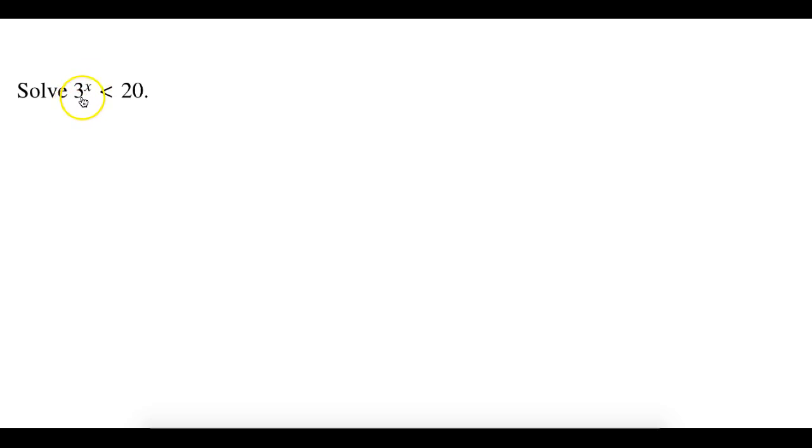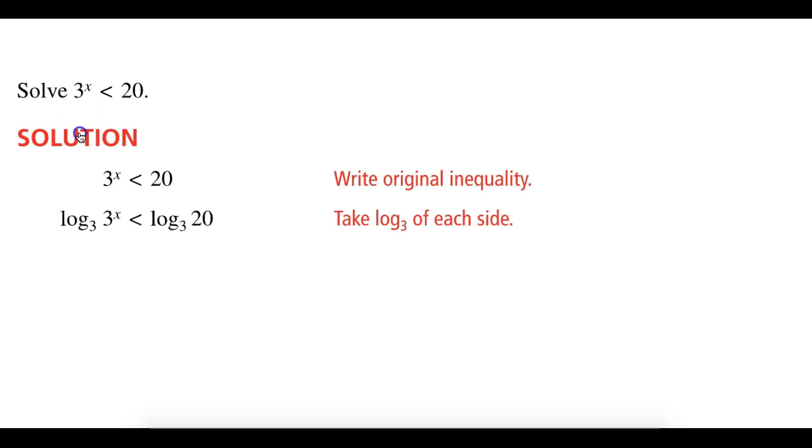Now, because 3 is our base, we want to take the log base 3 of both sides. Because if we take the log base 3 of 3 to the x, the log and the 3 will cancel out and we'll be left with x by itself. But we also have to take the log base 3 of our right hand side too, because whatever you do to the left hand side, you do to the right hand side as well. So we get log base 3 of 3 to the x is less than log base 3 of 20.